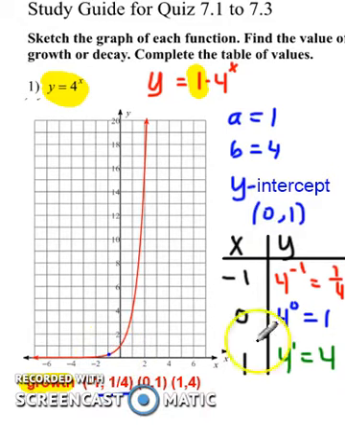My next point, I'm going to pick 0. 4 to 0 is 1. So I have 0, 1. That is the y-intercept. So 0, 1 right there in the graph. And then I'm going to pick one more point. 1, 4 to the 1st is 4. So I get 1, 4, and then I sketch my graph.